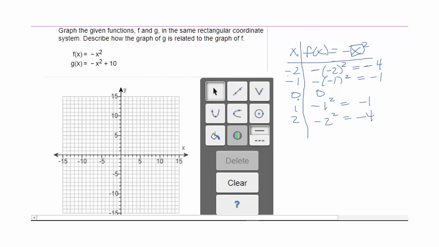So plotting those points, I always like to start with the 0. 0, 0. All right, and then negative 1 would be about here. And 1, negative 1 would be over here. So that's negative 1, and that one would be 1, negative 1. And then we also have negative 2, negative 4 would be here. Negative 2, negative 4. And 2, negative 4 on the other side.